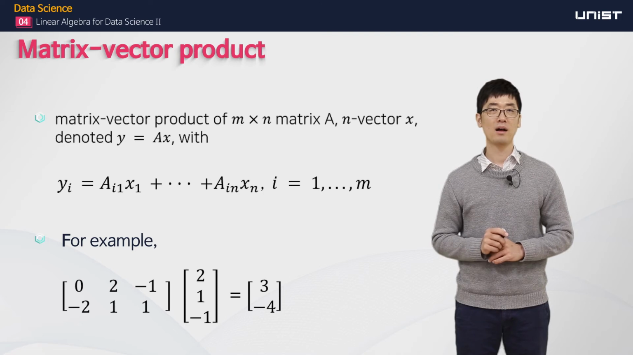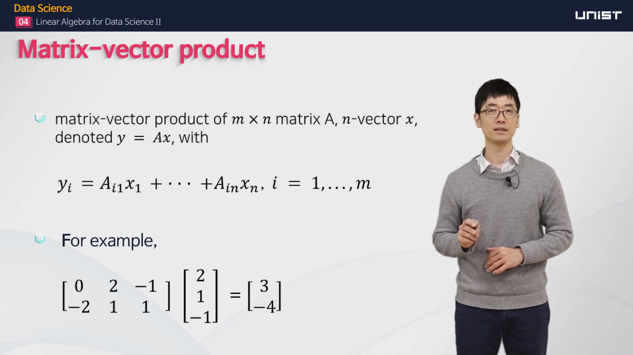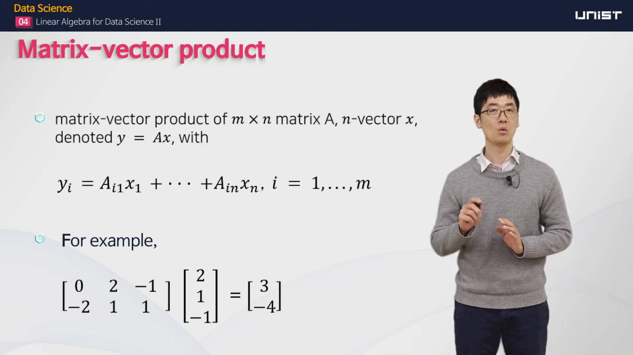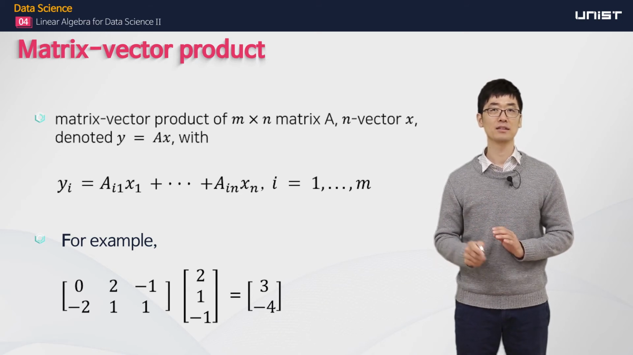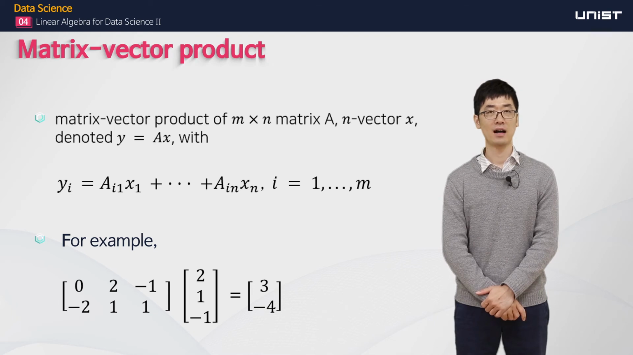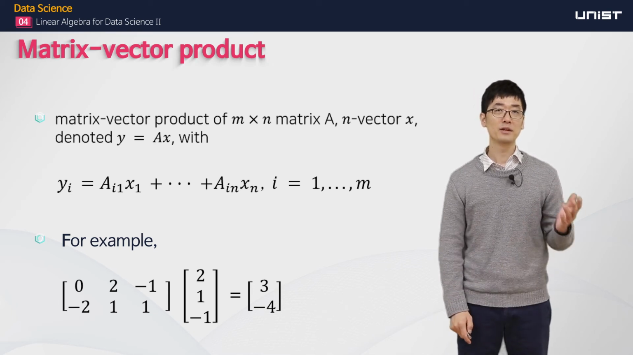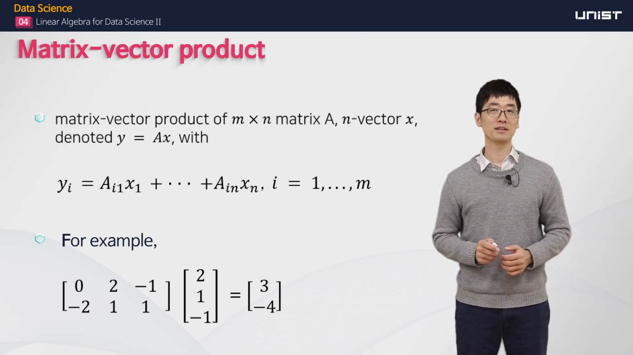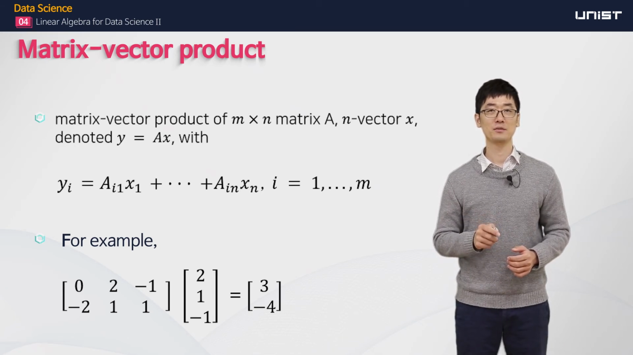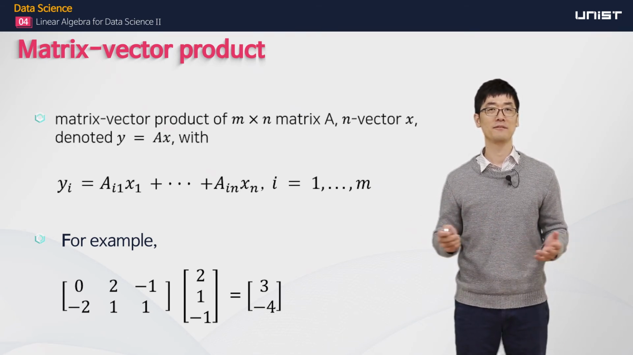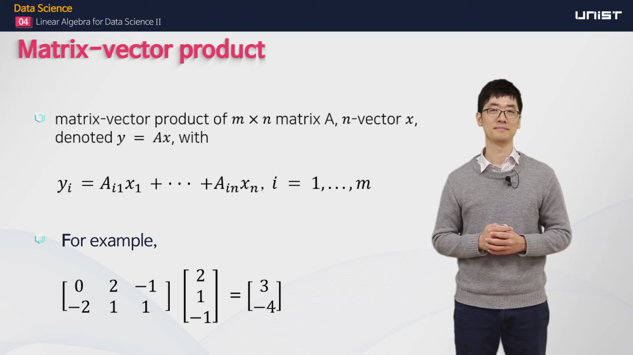The matrix vector product of an m by n matrix A and a vector x is denoted by y equal to Ax. y is an m vector and each element of it is as follows. For example, a 2 by 3 matrix multiplied by a vector of size 3 becomes a vector of size 2.